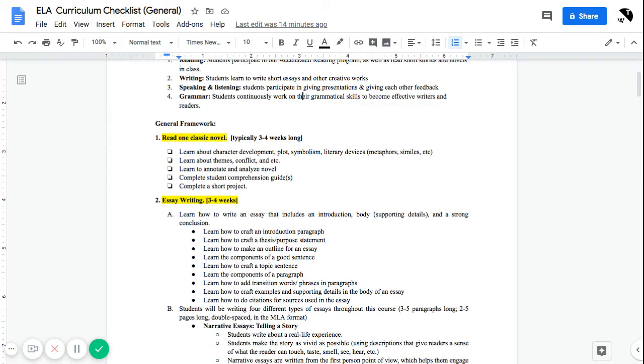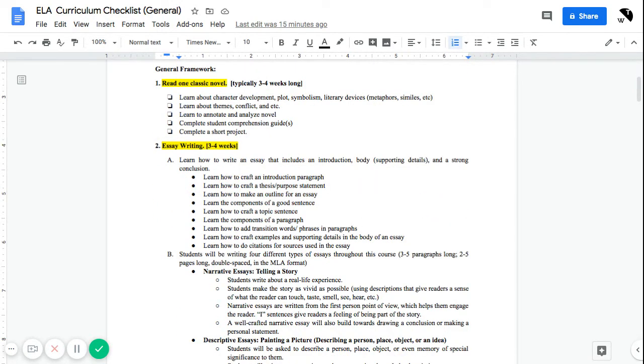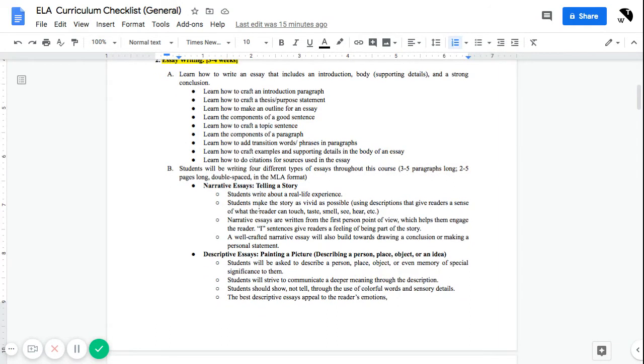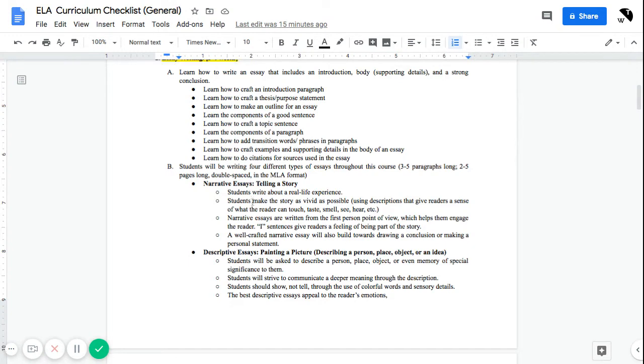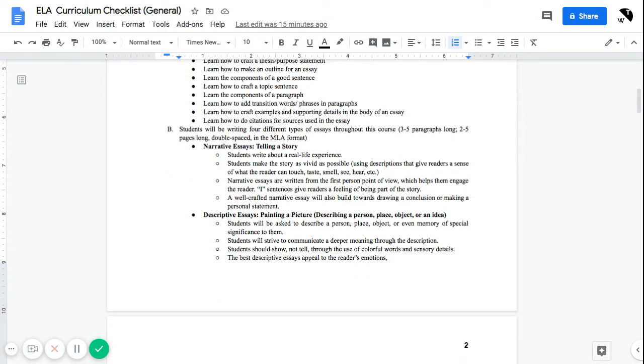Number two, essay writing. In essay writing, we're going to start off by understanding what an essay is and what are some of the components of a good essay. So that's what these are right here. And then we need to know also different types of essays. So there's narrative essay. These are some of the components that we'll learn about, what goes into writing a narrative essay. Then there's a descriptive essay.